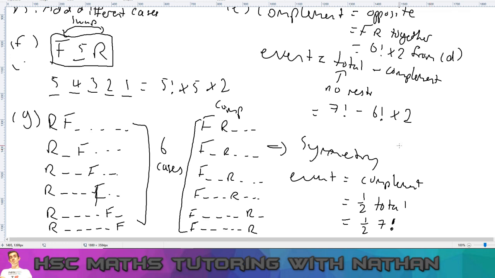There is also repetition, and arrangements around a circle. But arrangements around a circle follows this process with one extra condition.